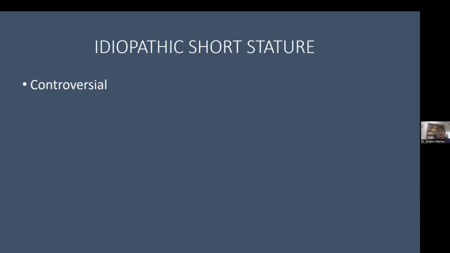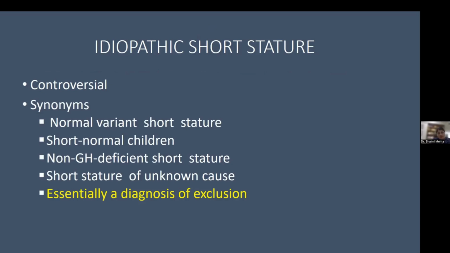Idiopathic short stature. Idiopathic means when we don't find any reason, we say it is idiopathic. There are definitely reasons for that, but the basic investigations we have done have all turned out normal. So whether to treat them or not? Essentially these are normally growing short children. Once you have ruled out everything, you see how they are growing, you see what their target height could be, and based on that, you take the decision whether you want to treat these kids or not.